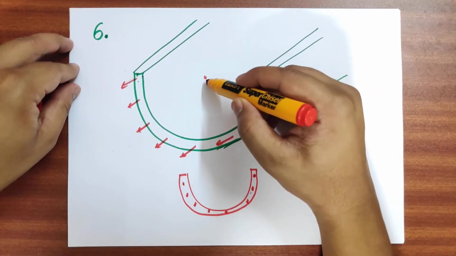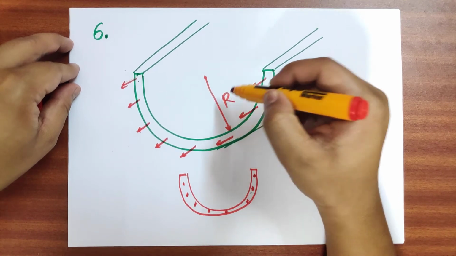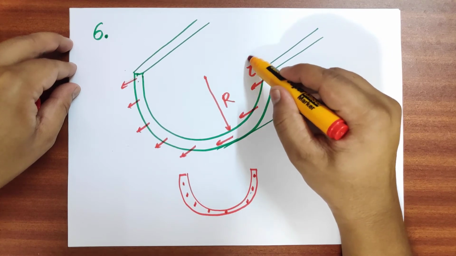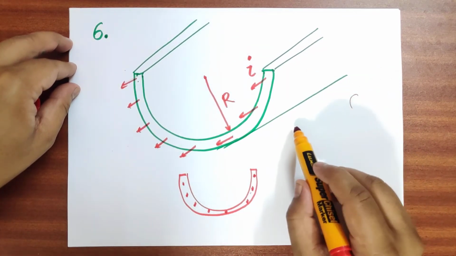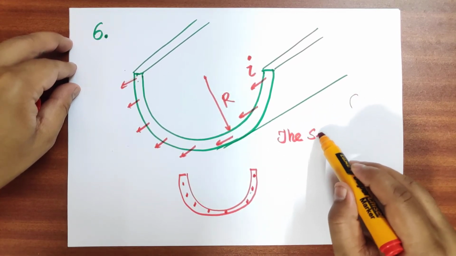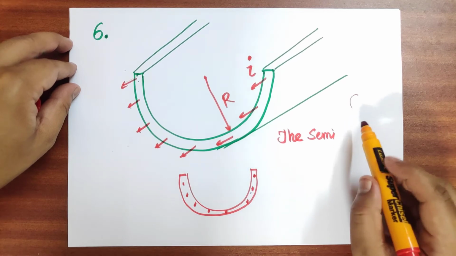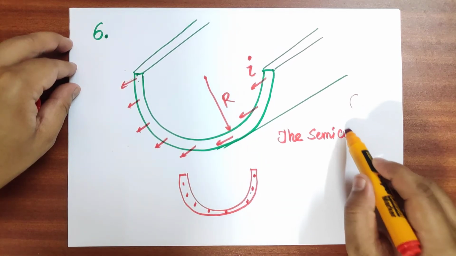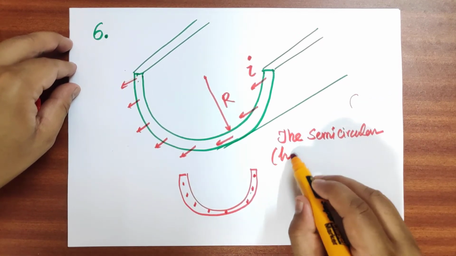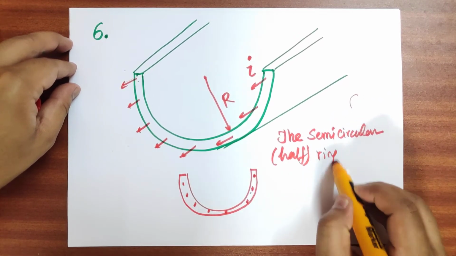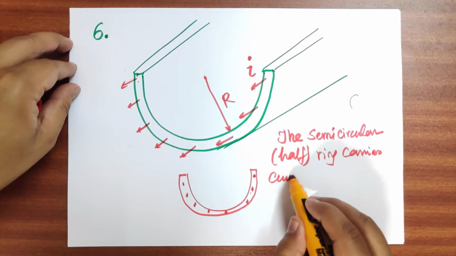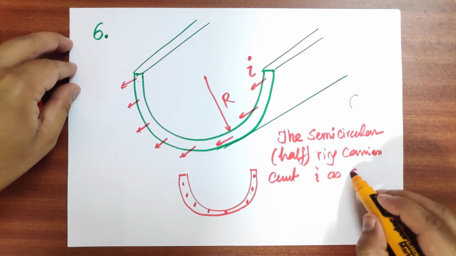Here the dimensions are given. This is R and the current is I. Total current is I. So the semicircular shell, or the half ring, carries current I as shown in the figure.